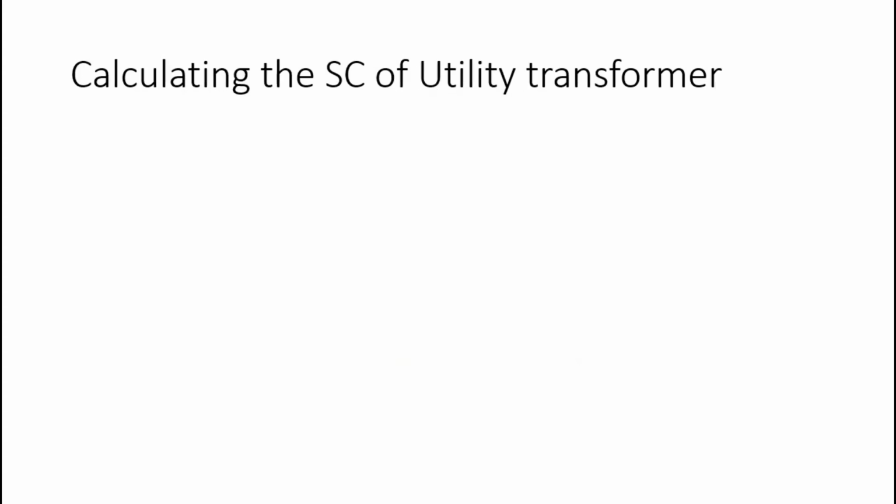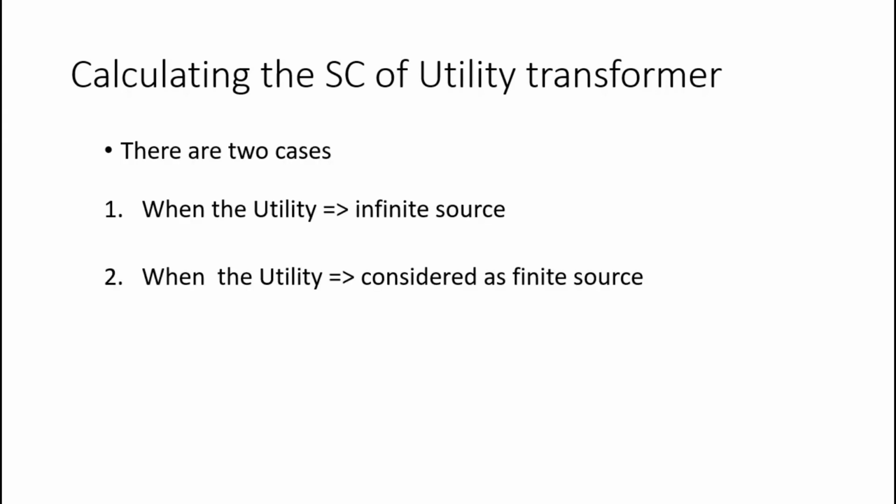Now in this slide we will look at two different cases. One, we have to calculate a short circuit for a utility transformer or any kind of transformer. The first case is that the source which is connected at the primary of the transformer is considered to be an infinite source. And the second case is when the source connected at the primary of the transformer is a finite source.